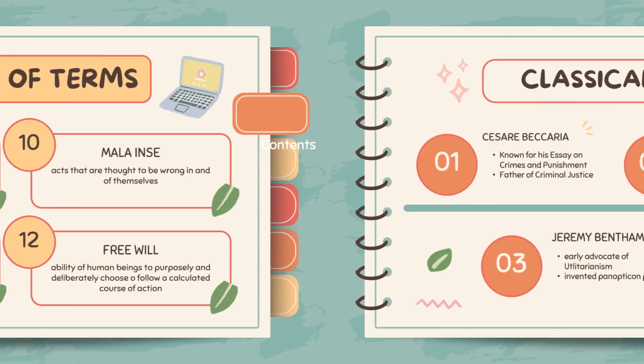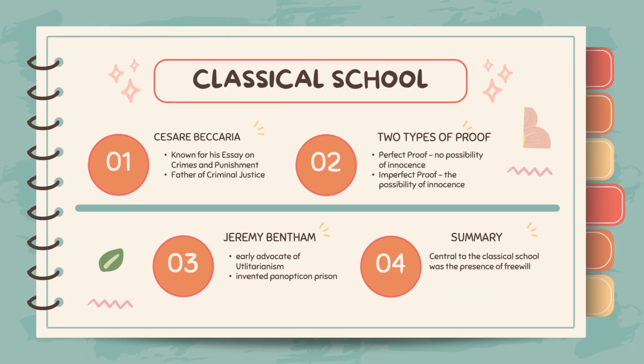and we have the classical school. One of the famous proponents of this is Cesare Beccaria, who provided two types of proof: the perfect proof and the imperfect proof. Perfect proof is a proof where there is no possibility of innocence, whereas imperfect proof is a proof where the possibility of innocence remains.